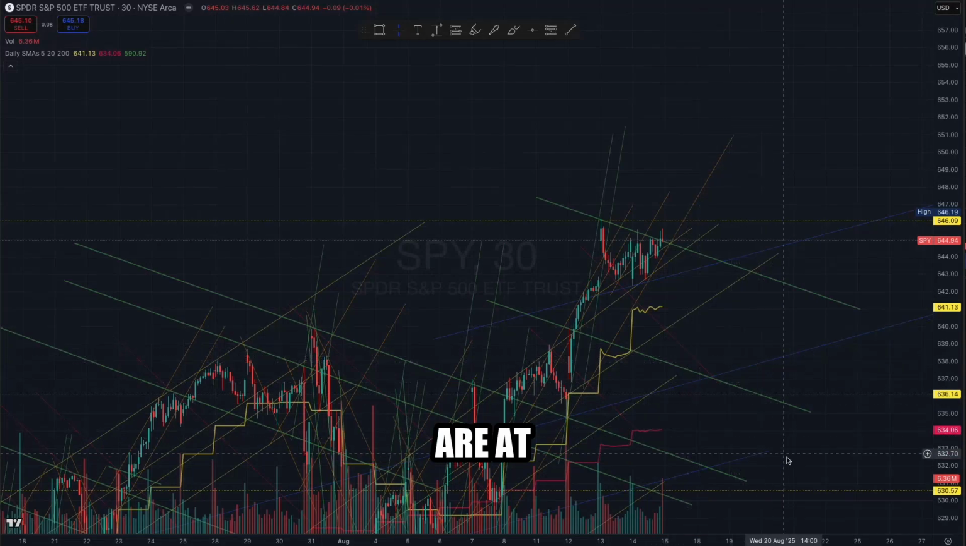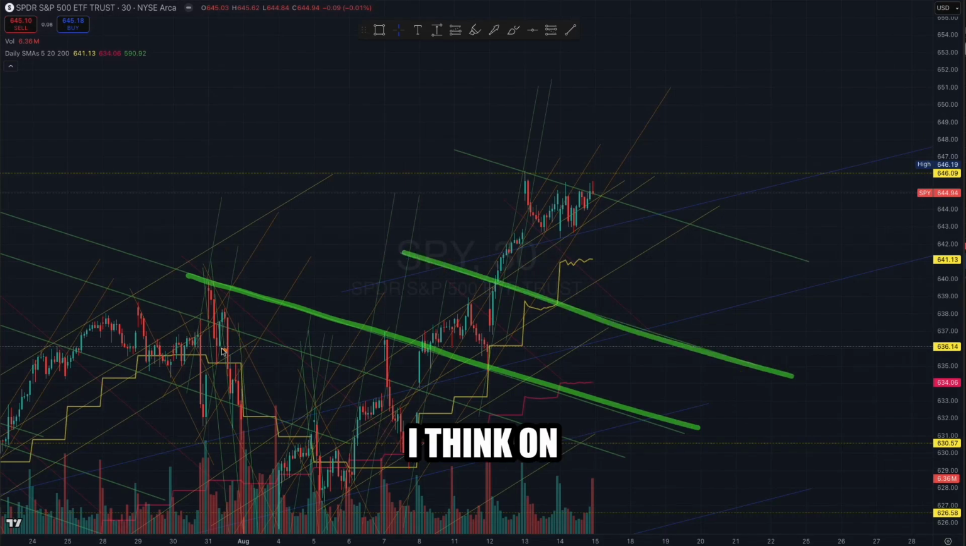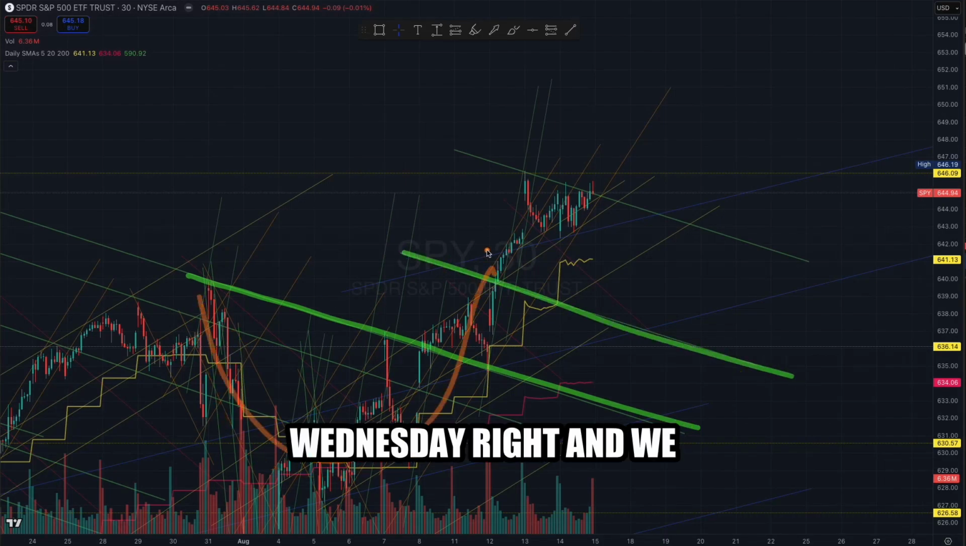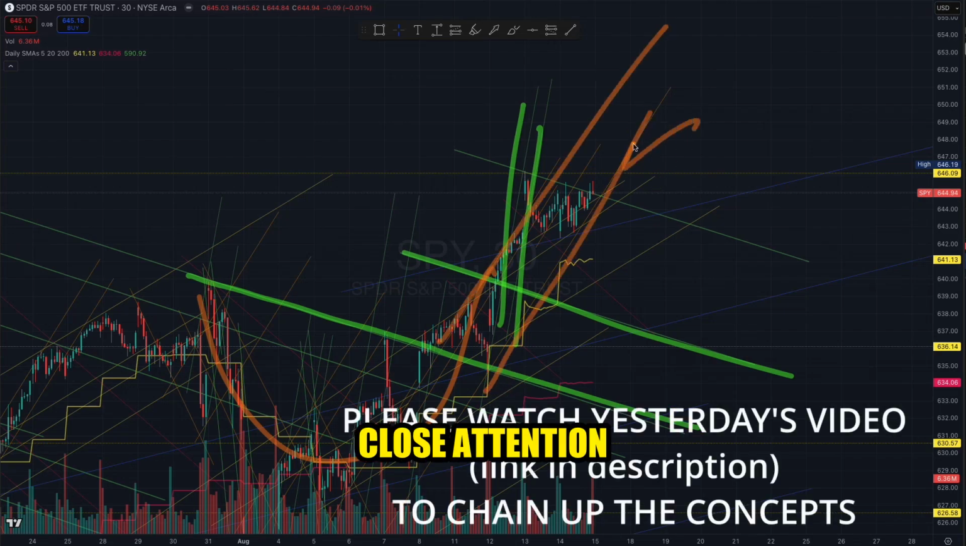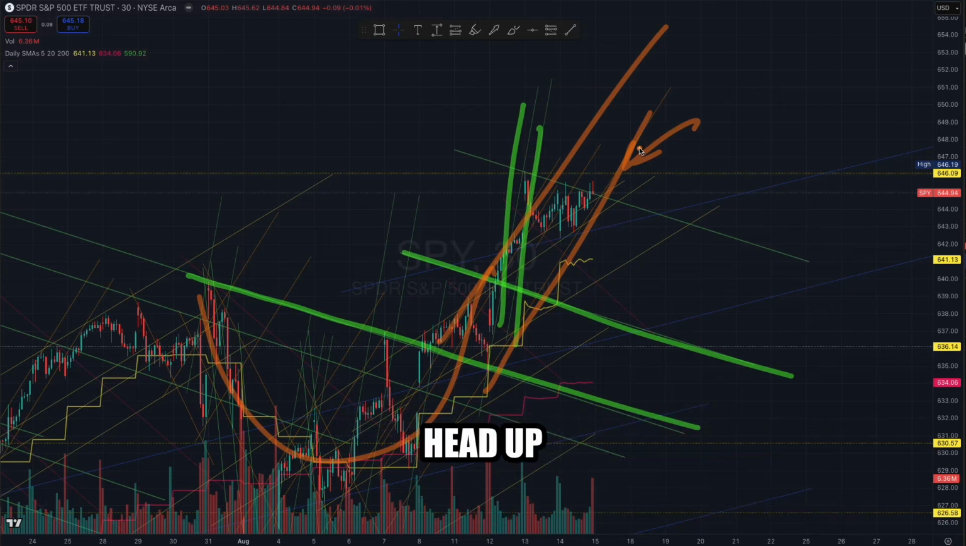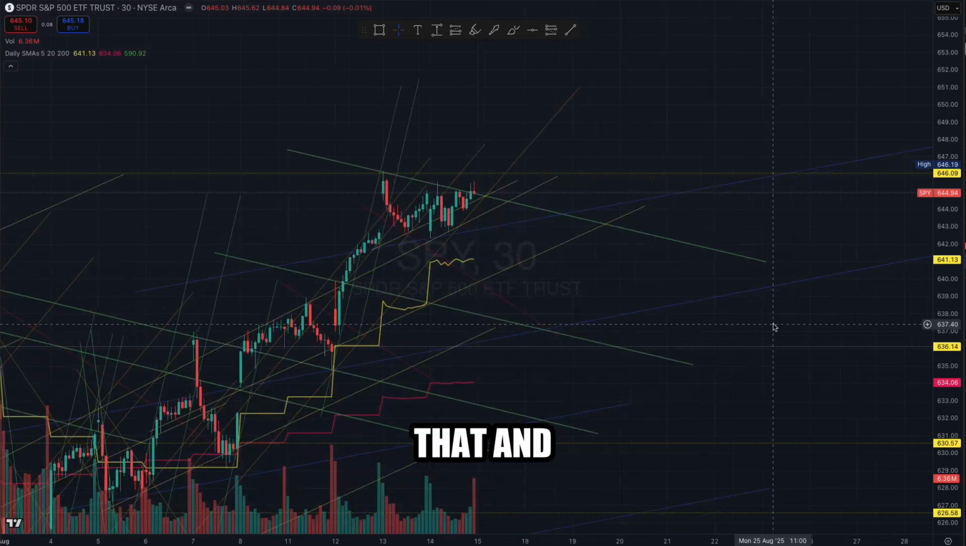Now, remember, we are at that buying continuation structure that we talked about, I think on Tuesday or Wednesday, right? And we had that in that stronger green, and now we are in that orange. So just pay close attention here. If we continue to head up in that orange, you want to see if it strengthens in that green here. But otherwise, if there's any shorting opportunity, more importantly, you have to at least break the orange. But yellow is better, so pay close attention to that.